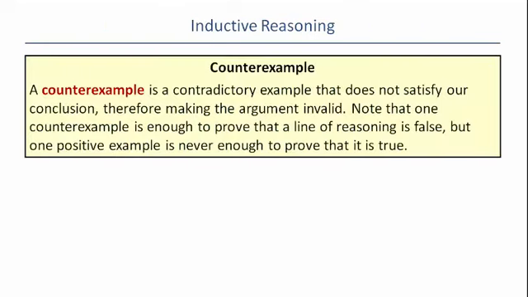Okay, in inductive reasoning, we can also use a counterexample. It's a contradictory example that does not satisfy our conclusion, therefore making our argument invalid. And the nice thing about counterexamples is we only need one counterexample to prove that our argument is false. Because remember, when we're doing inductive reasoning, we're trying to come up with a generalization that is supposed to work all the time. So for instance, if we go back to that snow thing, we would only need to find one January anywhere after 2010 that had less than 30 inches of snow, and our reasoning would be false.